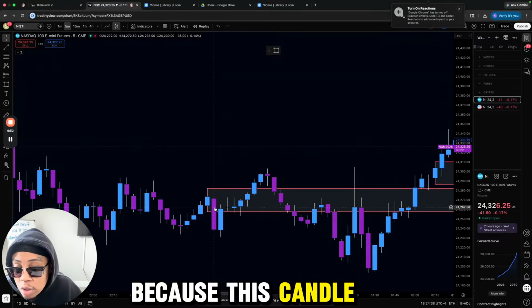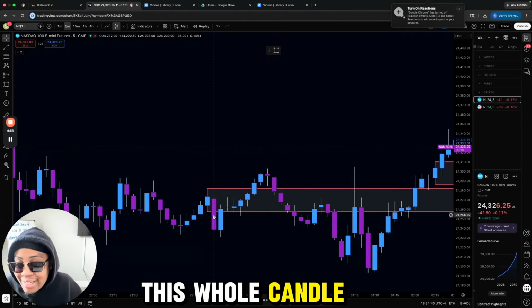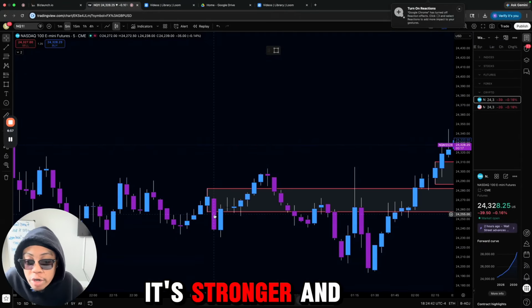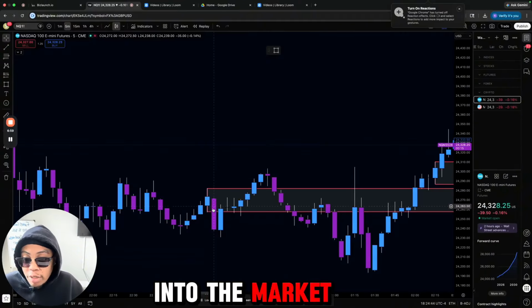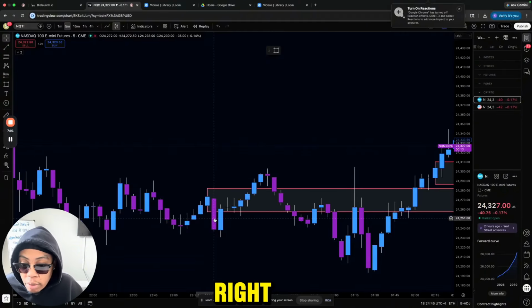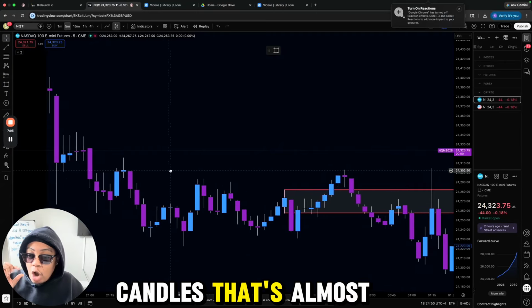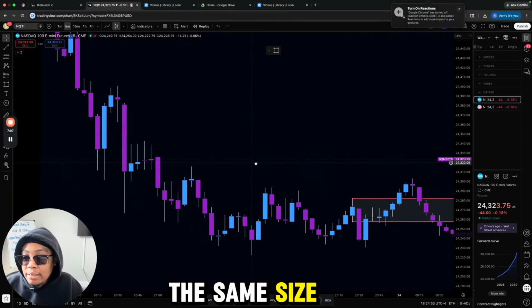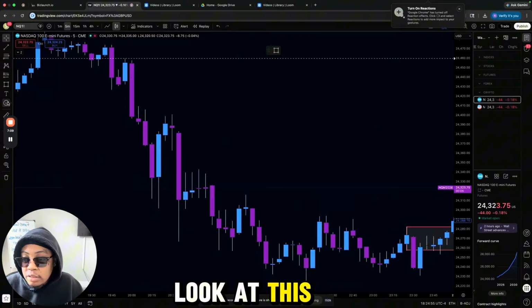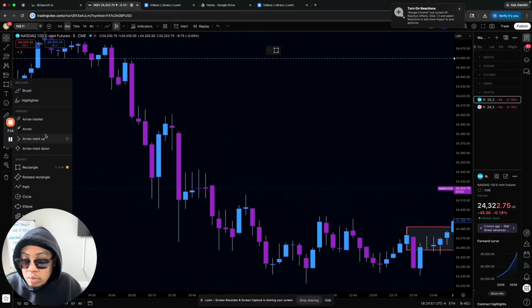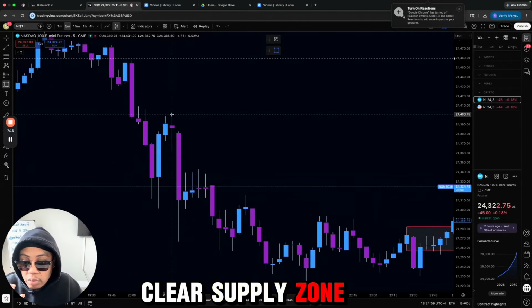Because this candle engulfed this whole candle, and it's bigger, it's stronger. It let me know that sellers stepped into the market. It's stronger. Right? We don't want candles that are almost the same size. Look at this. Supply zone. This is a clear supply zone right here.